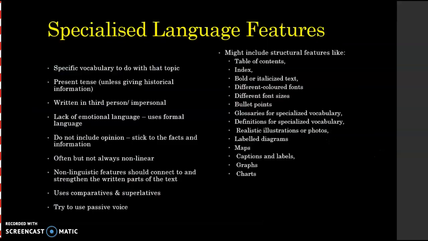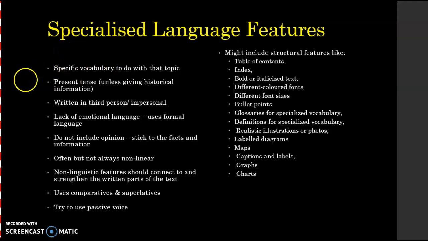There are many features of an information text. It uses a specific vocabulary that has to do with your topic. That helps you keep your word count down, because otherwise you have to keep describing everything. If you use a particular jargon or vocabulary to explain something, we know exactly what you're talking about.